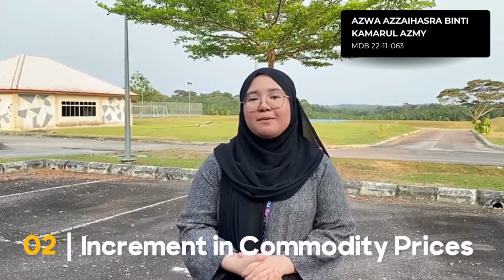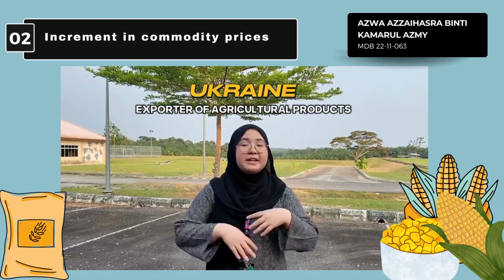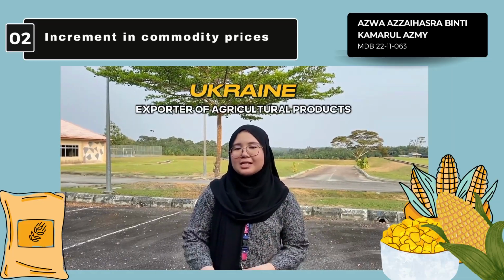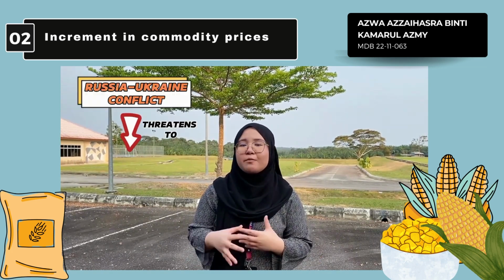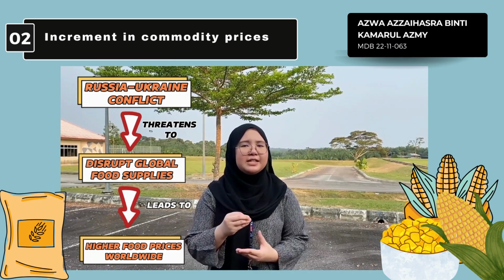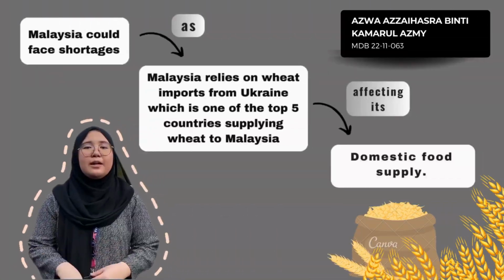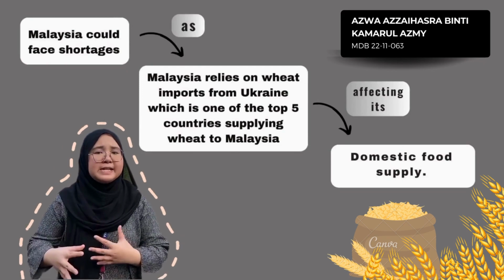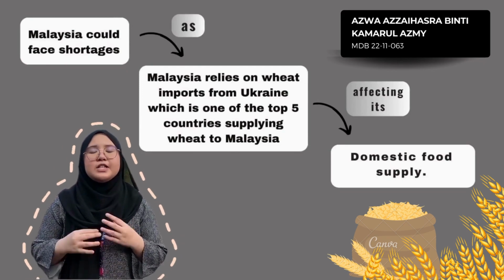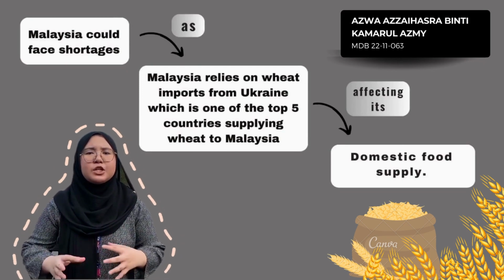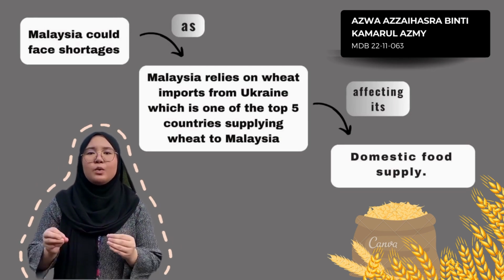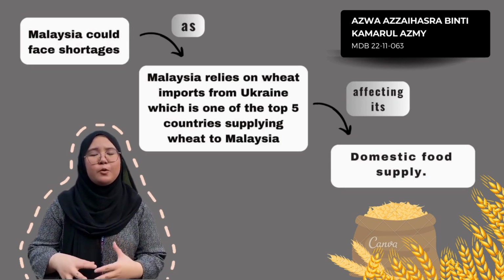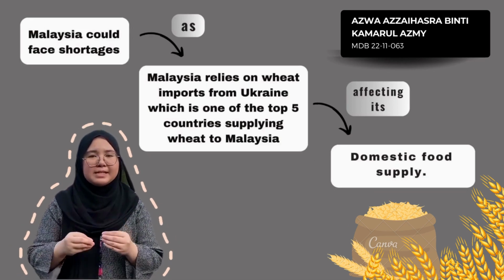Moreover, Malaysia also encountered an increment in commodity prices. Ukraine is a significant exporter of agricultural products like wheat and corn, just like Russia. The ongoing Russia-Ukraine conflict threatens to disrupt global food supplies, potentially leading to higher food prices worldwide. This could affect Malaysia because any increase in food prices on the global market could contribute to inflation domestically. Plus, Malaysia could face shortages as the country relies on wheat imports from Ukraine, which is one of the top 5 countries supplying wheat to Malaysia, affecting its domestic food supply.